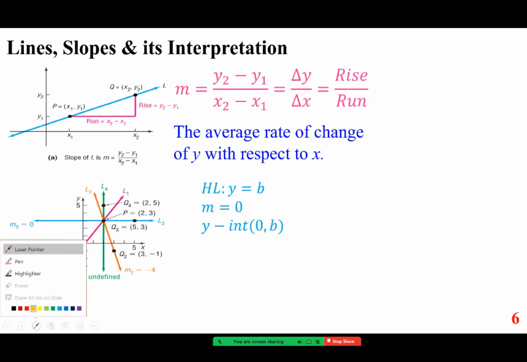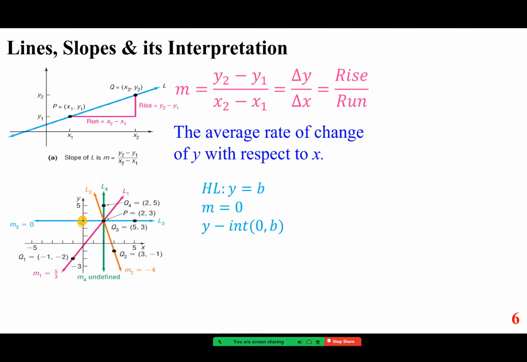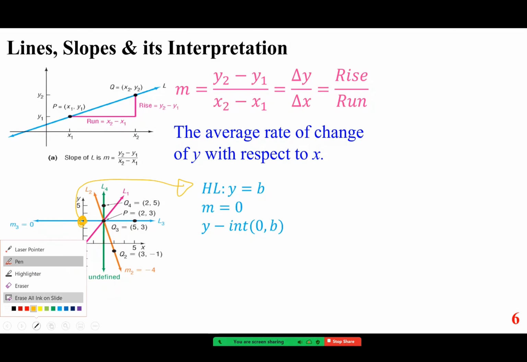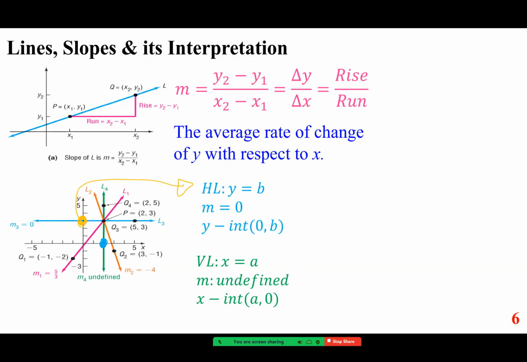I want to make sure everybody understands what I'm talking about by putting this point in general as (0, b). It happened to be 0 here. So that's the y-intercept we are referring to. For the vertical line, x equals a. The slope is undefined. The x-intercept is in general located at (a, 0).